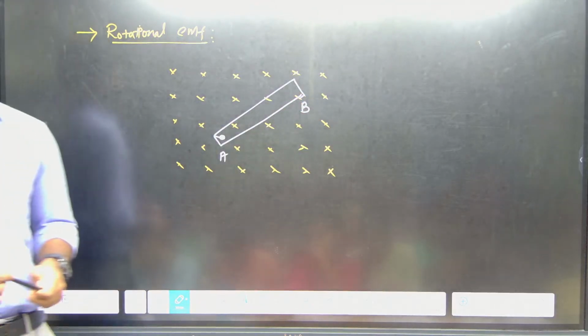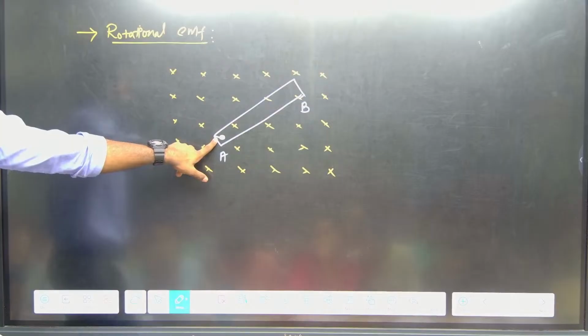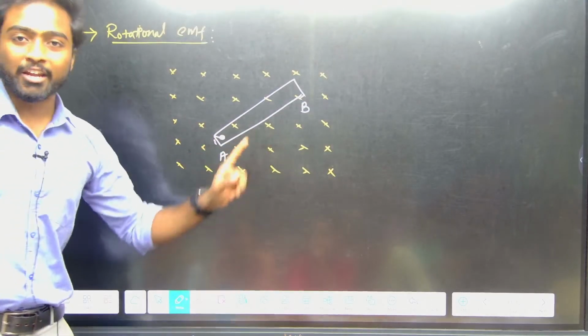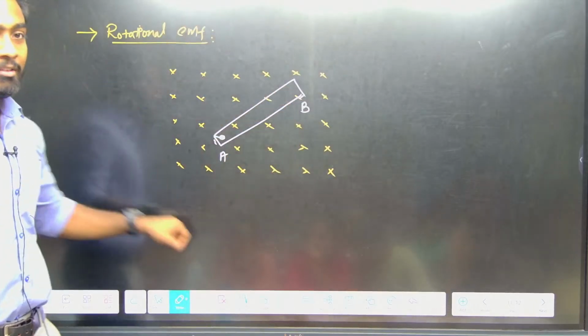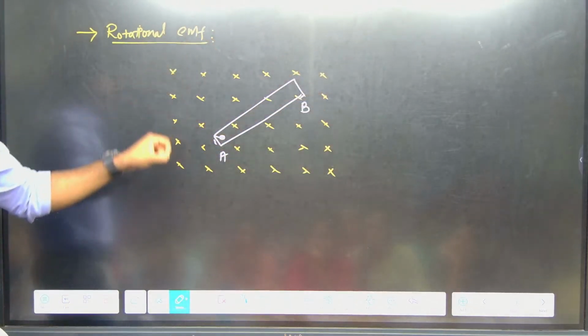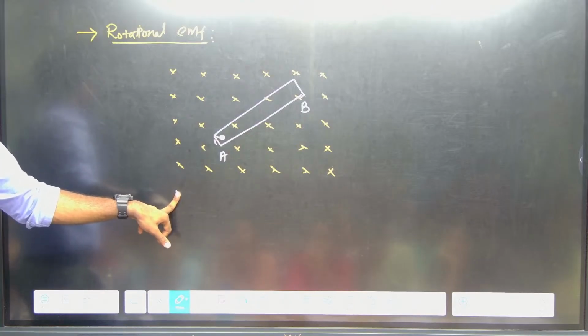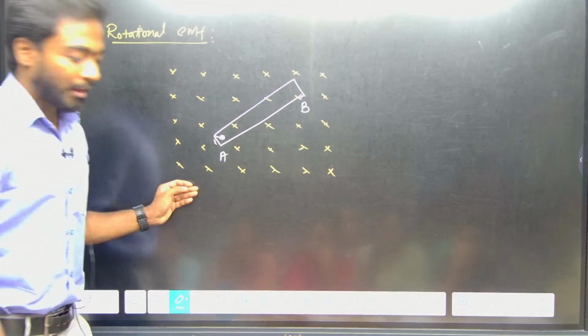Listen here. Point A has been fixed in space, and a magnetic field is created inward. If I try to rotate like this, obviously the magnetic field will be cut. If there is a change in magnetic field, flux will be created. Since flux is created, induced EMF and current will also be created. Take the diagram, I will tell the points.